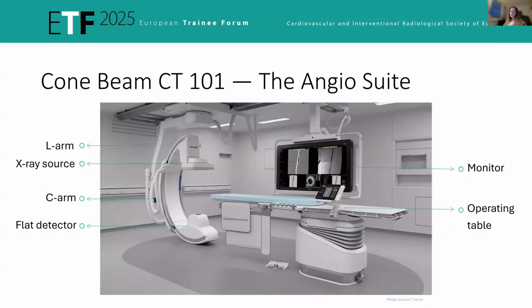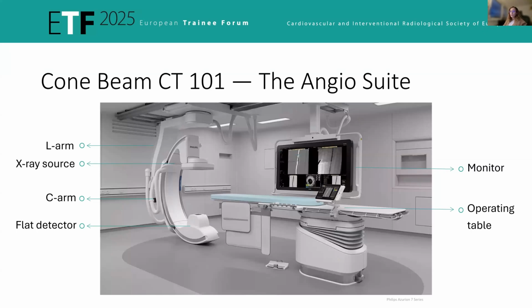Here is what that looks like in the IR suite. This is a typical setup. The C-arm carries the X-ray tube and flat panel detector that rotate around the patient. The L-arm holds the system, giving us flexibility in angulation.